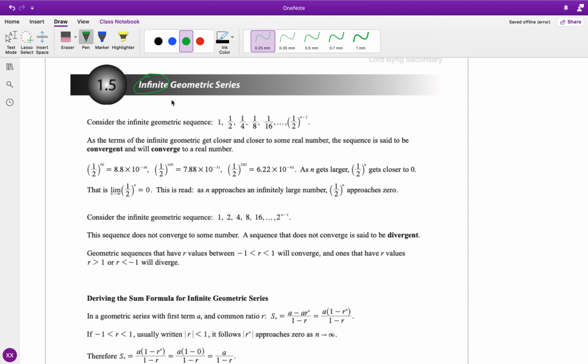So infinite, we already defined what kind of sequence or series. It's either finite or infinite. Infinite means it goes forever, never stops. Okay, so let's consider this very typical infinite series that goes forever, and also the R is just a half, right? So the next term is always divided by a half again, divided by a half.